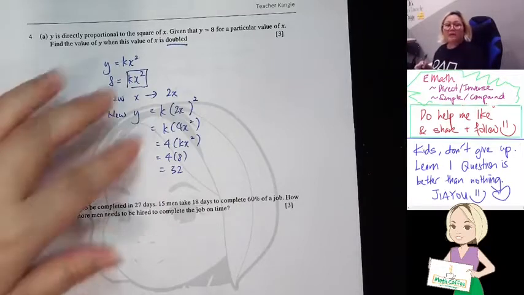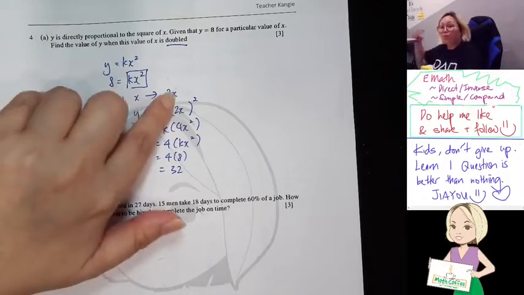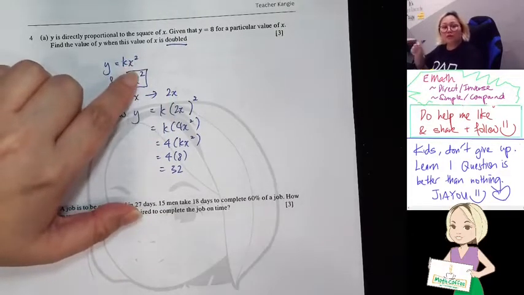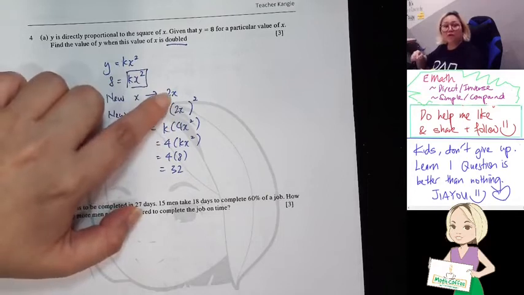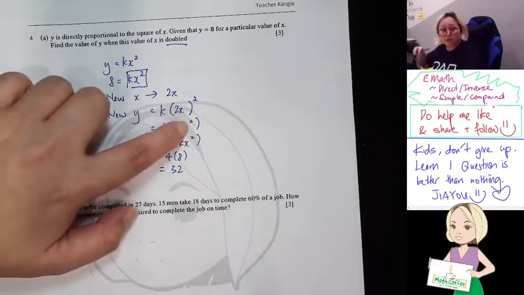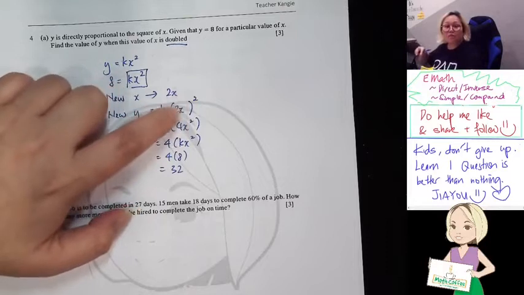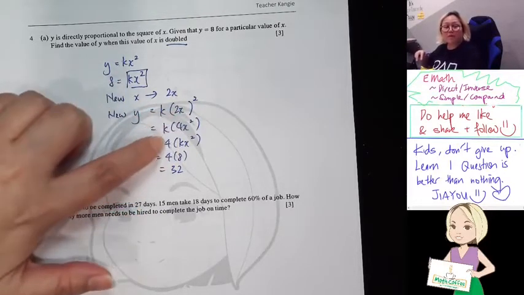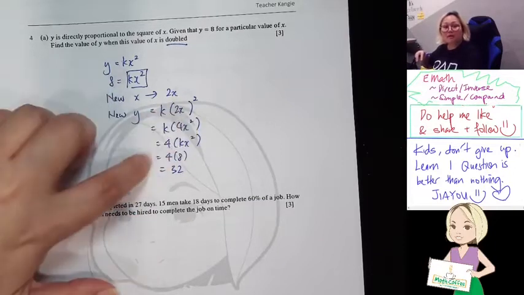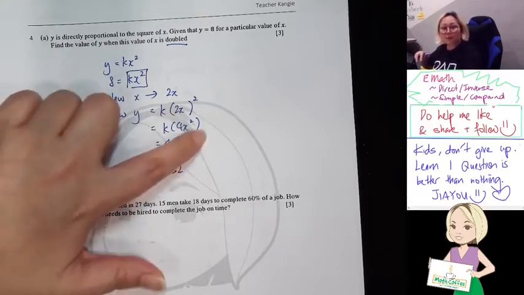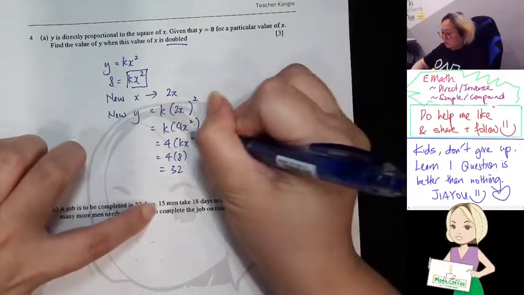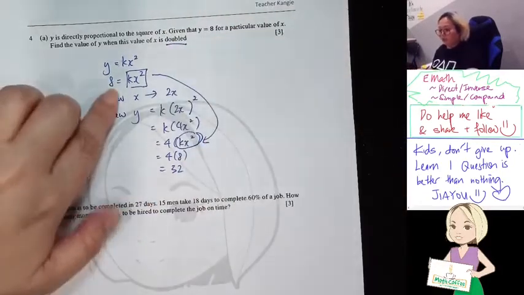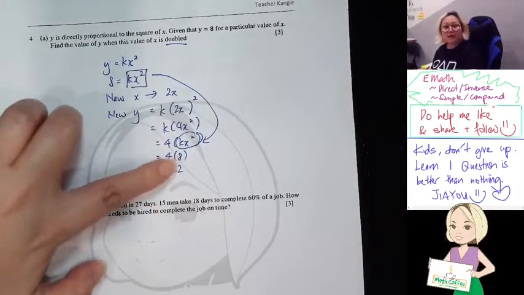Then when your new x is doubled, your new x becomes 2x. For the new y, just use the same formula. The only thing you need to take note of is you must put the 2x, the so-called new x, inside the bracket. So you need to remember to square the 2 as well, and that's how you get 4x squared. Shift a bit, because k times 4x squared is the same thing as 4 times kx squared. And we have this kx squared, which I take from here, and that's why I sub in 8 here, 4 times 8, and I get 32.